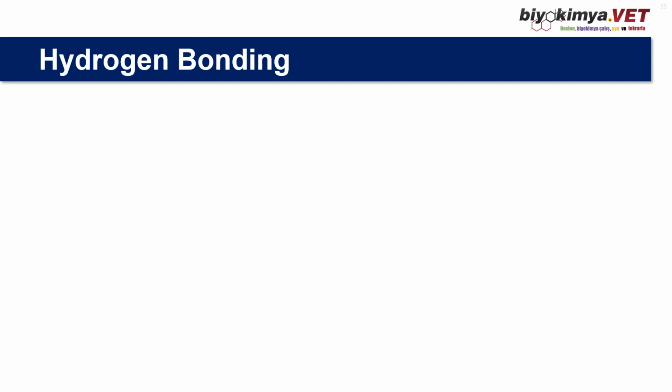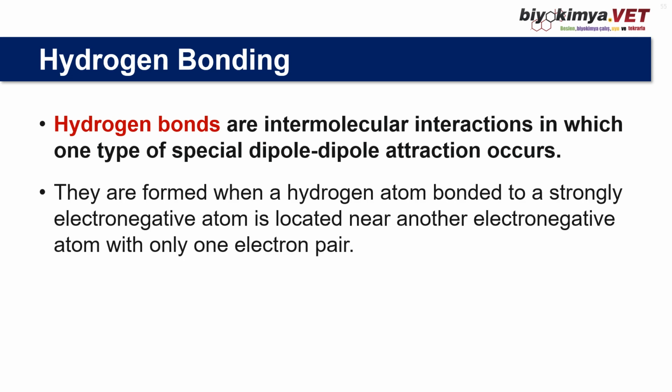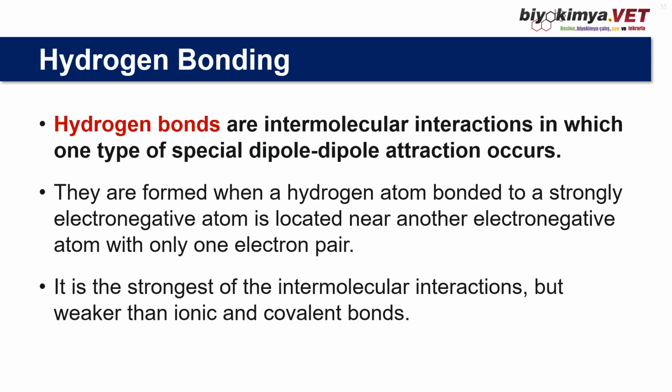And the first one is the hydrogen bonding. Hydrogen bonds are intermolecular interactions in which one type of a special dipole-dipole attraction occurs. They are formed when a hydrogen atom bonded to a strongly electronegative atom is located near another electronegative atom with only one electron pair. Actually, this is also the rule. It is the strongest of the intermolecular interactions, but don't forget it is weaker than ionic and covalent bonds.